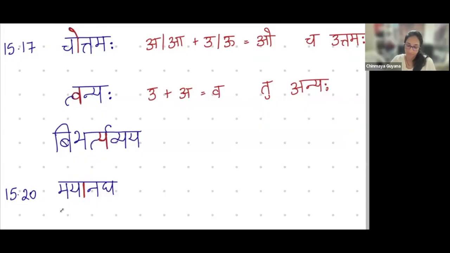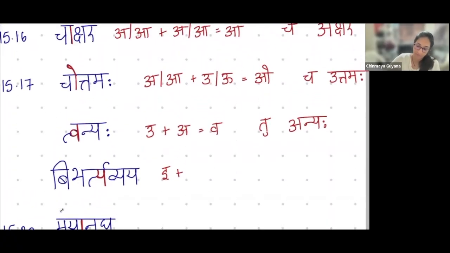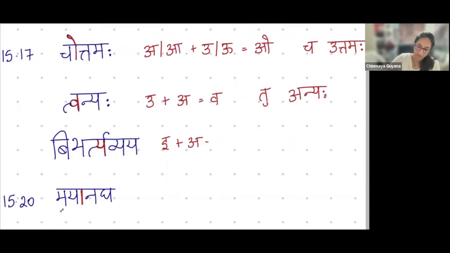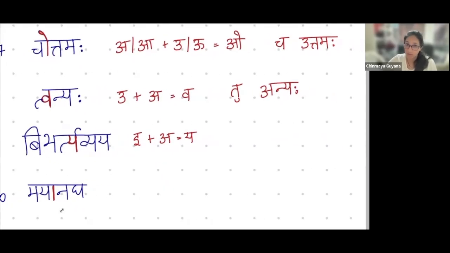Bibhatyavyaya. The ya is a plus a equals ya. Bibhartya is going to break into bibharti avyaya. Bibharti avyaya.